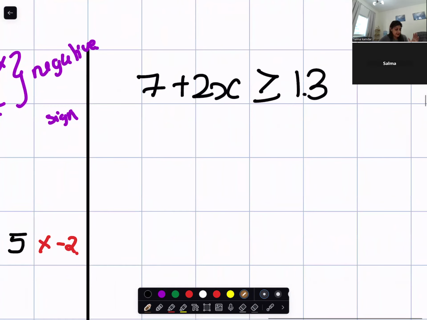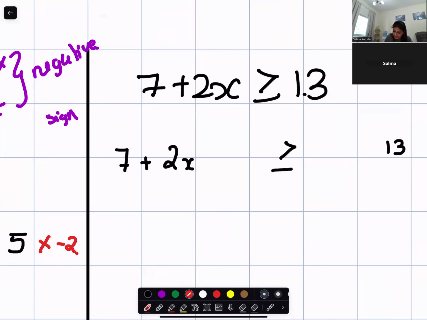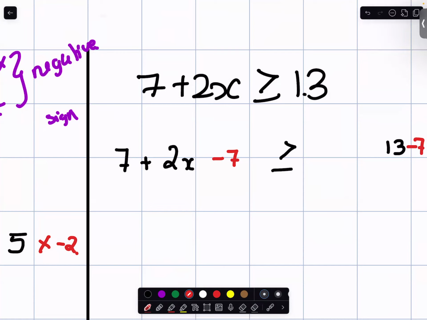I want to make x alone, single. So I will try to remove everything that is next to x. First I will remove minus 7 from both the places. So what do I get? If I'm removing minus 7 from both the places, this plus 7 and minus 7 goes away. So what I get is 2x is greater than or equal to 13 minus 7, which would give me 6.